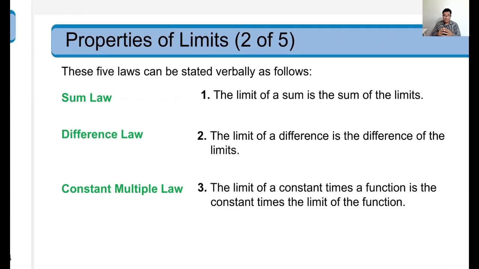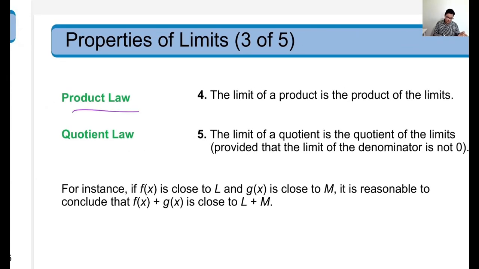What else? These 5 laws can be stated verbally like that. Okay. The sum law, we call them sometimes, if you have to justify or give a reason. Oftentimes we ask you to give a reason for your work, right? So you can just mention sum law, difference law, constant multiple law, right? The name should make it clear what that law is. Product law, quotient law. Okay, those 5 laws, right?